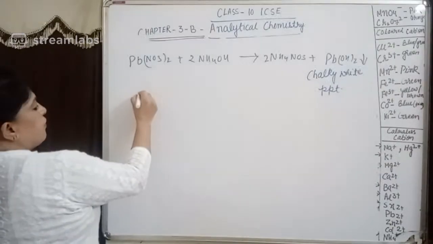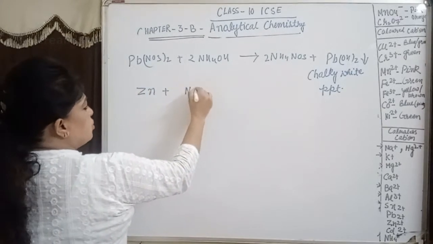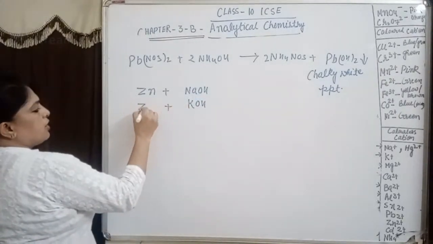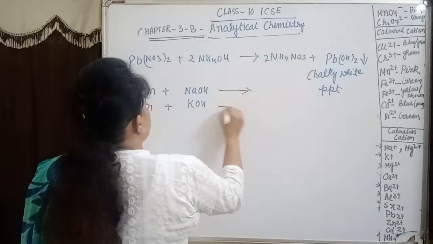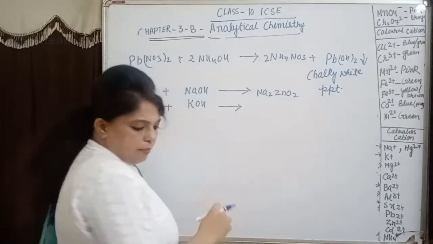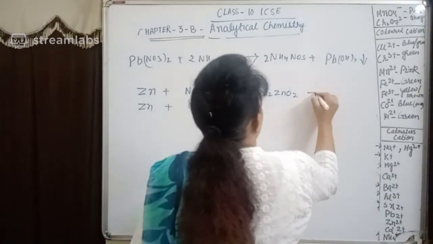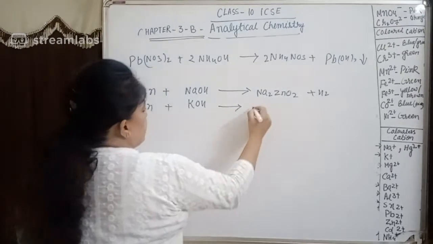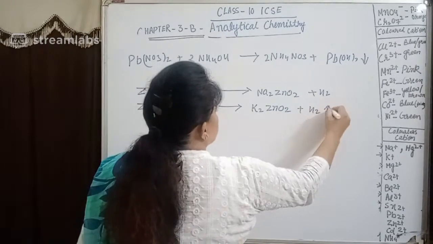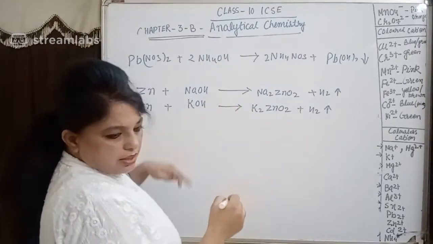Now which metal are we using? We are using zinc, and we know that sodium hydroxide is a strong alkali. KOH, potassium hydroxide, is also. So in that case, what are we going to get? We are going to get sodium zincate, Na2ZnO2, plus hydrogen gas. If you remember the preparation method of hydrogen gas, right? Now in this case we are going to get K2ZnO2 plus hydrogen gas. So we can see the effervescence of bubbles of hydrogen gas in this case, right?